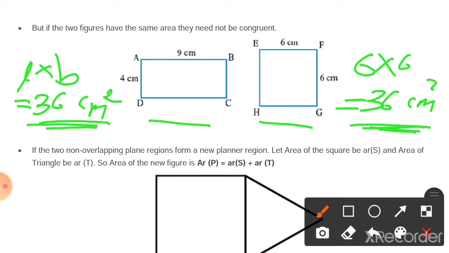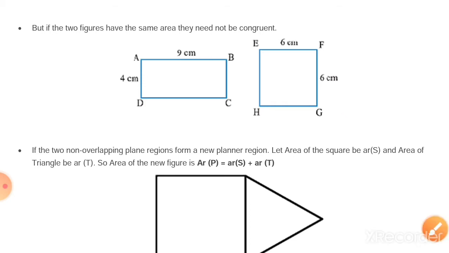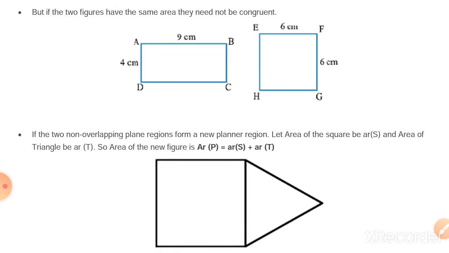But they are not congruent. Correct? They need not be congruent. ऐसा ज़रूरी नहीं है कि भाई if the area is the same then the figures are congruent. Correct? हाँ, but if the two figures are congruent, then we must say that the area of those figures is the same. But the reverse process यहाँ पे possible नहीं है. If the areas of two figures are the same, we cannot say that these two figures are congruent. Correct? As we saw here. Now move on to the next topic.